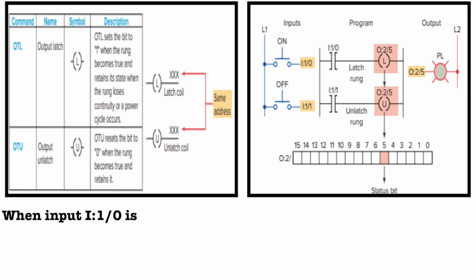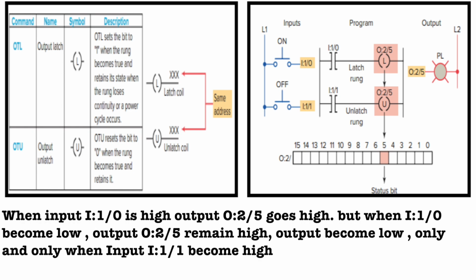Now here, when the input I:1/0 is high, the output will go high, but even when the first switch, our latch switch, becomes low, the output will remain high. That is the condition. The output will remain high and will go low only and only when input 1, the unlatch switch, becomes high.